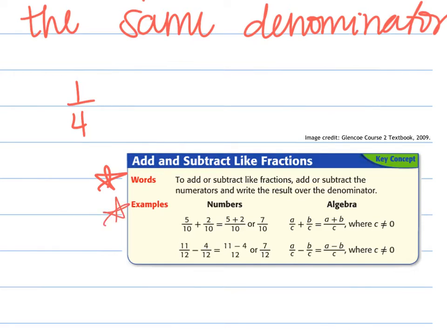So 5/10 plus 2/10, you add the 5 plus 2, which is 7, and the 10 stays the same. And then for subtracting, same thing, 11/12 minus 4/12, subtract 11 minus 4, keep the 12 the same. So write those parts down.